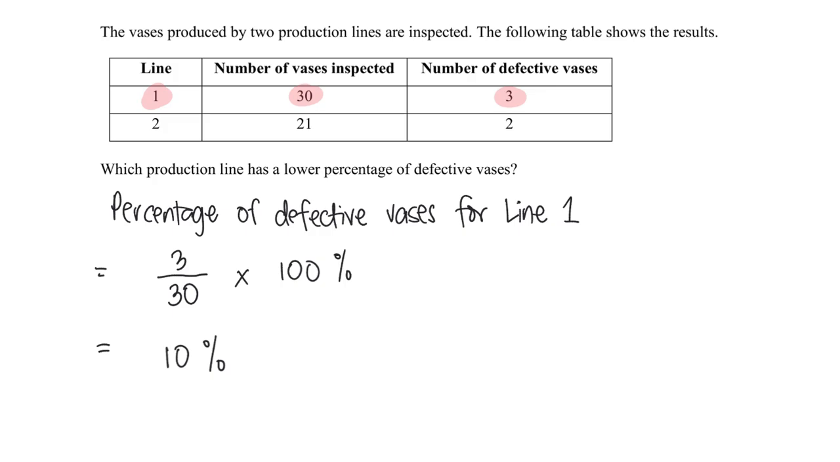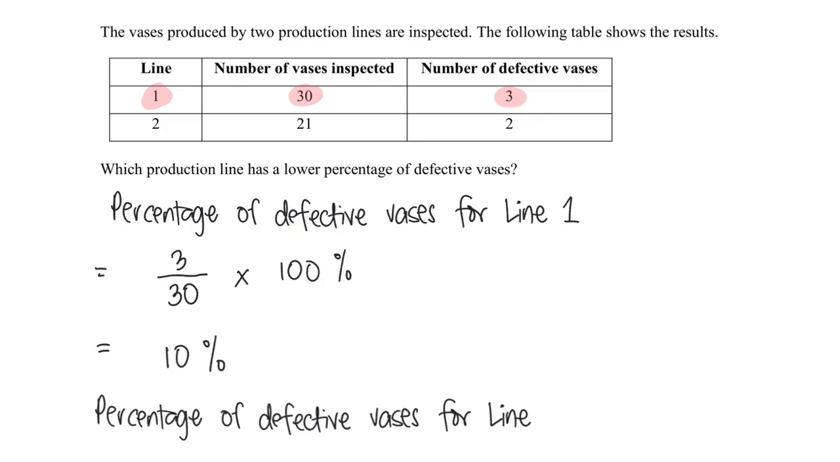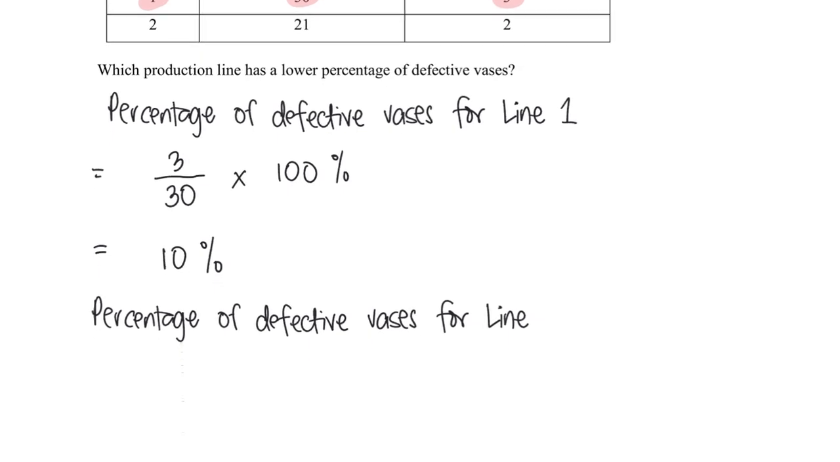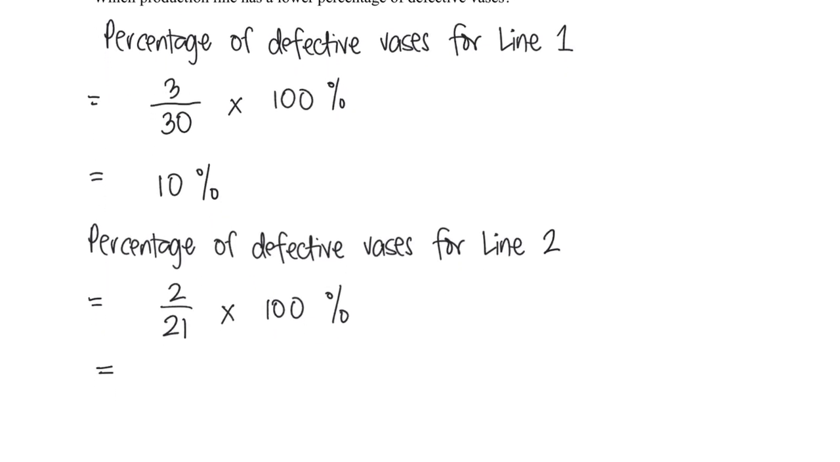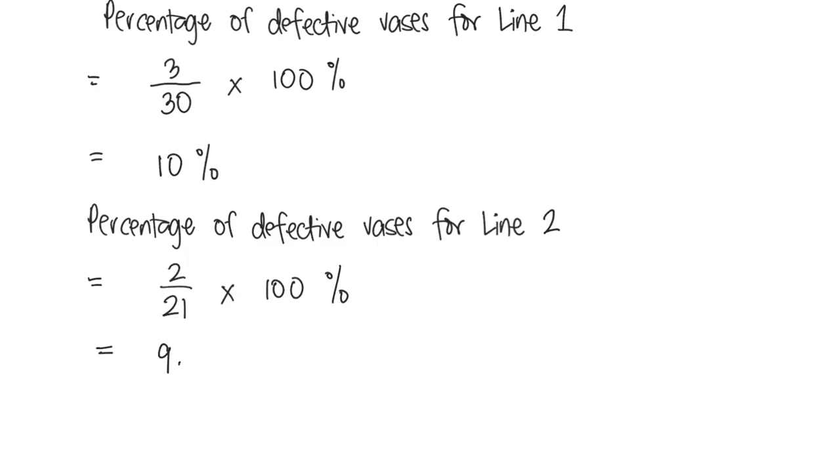Now, for line 2, I'm going to just push this line 2 up a bit. Line 2, there's 2. For line 2, there is 2 defective out of 21. So, 2 over 21 multiplied by 100%. This will give me a value of 9.5238. This one is to 5 significant figures, followed by 3 significant figures.